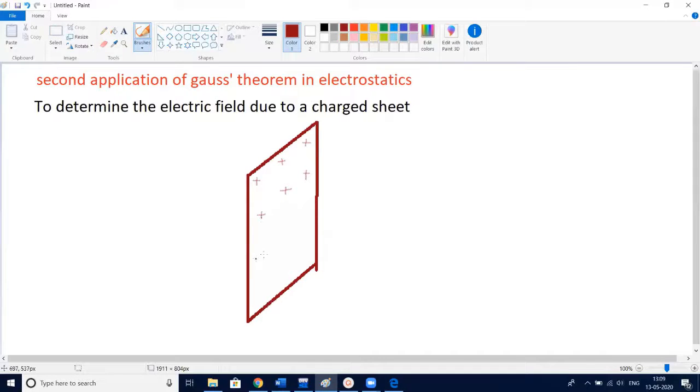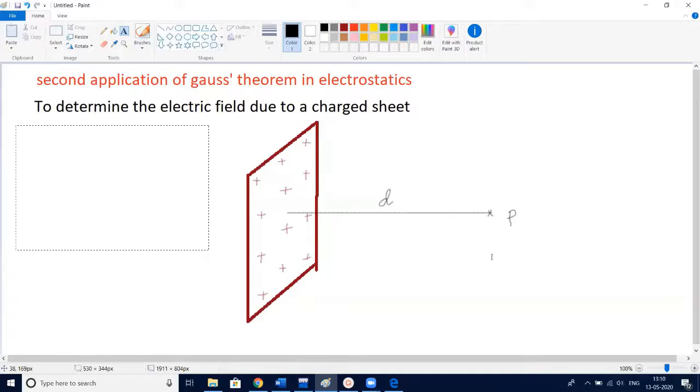And due to this charge sheet, we have to determine the electric field at some distance from the sheet. Say we have to determine the electric field at some distance d or x or r, whatever it is. Suppose d, at some point, say P, from the charged sheet.